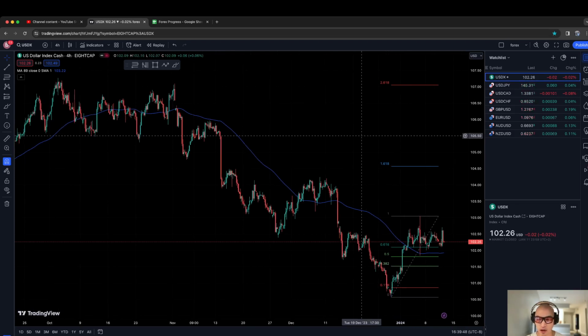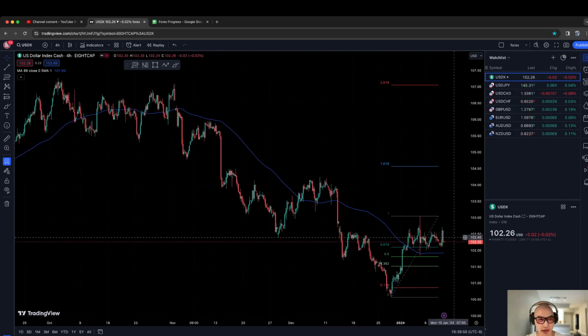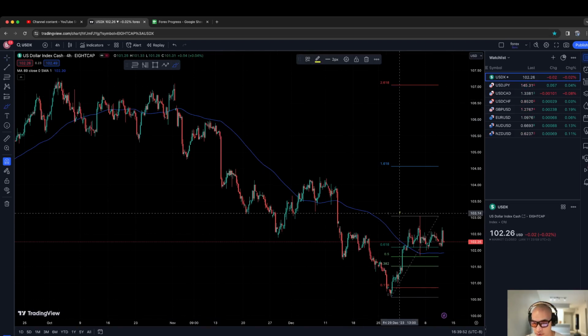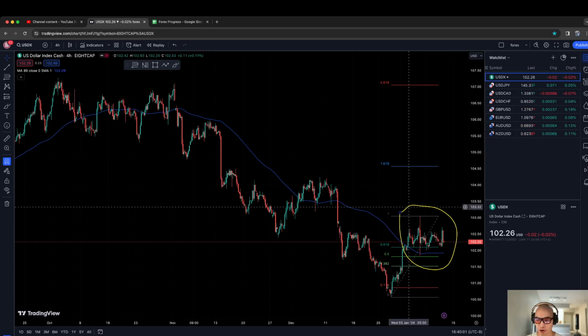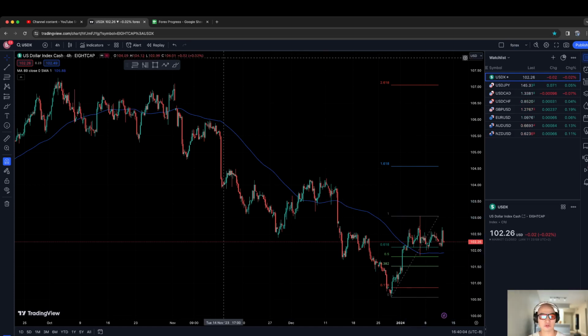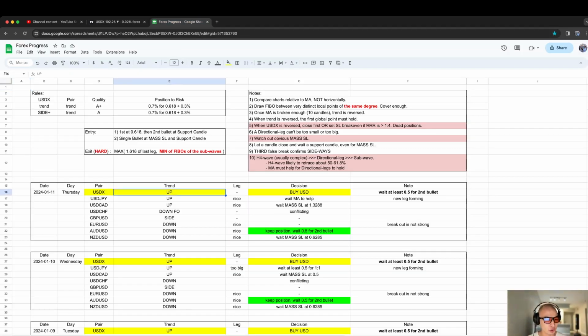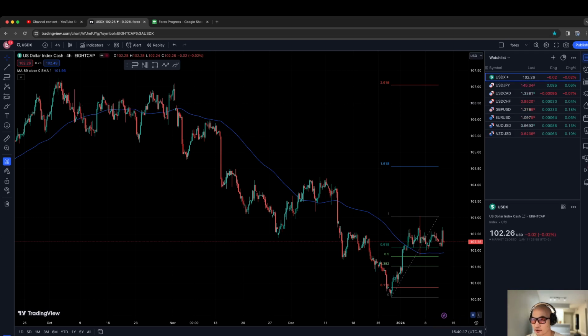Currently in the 4-hour chart, the market is behaving consistently above the moving average. That means the trend is up, meaning that the dollar is strengthening overall against other currency pairs. USD index trend is up, dollar is strong, so we're going to look for opportunities to buy USD. First pair: USD Japanese yen.